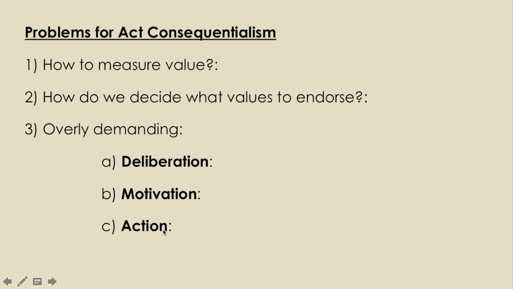But I think the act utilitarian will respond by saying, well, we can do these things. In other words, it is possible for us to try to take into consideration every bit of information governing a situation, that we can be motivated by universal human happiness, and that we can change our actions such that they reflect this motivation for universal human happiness.